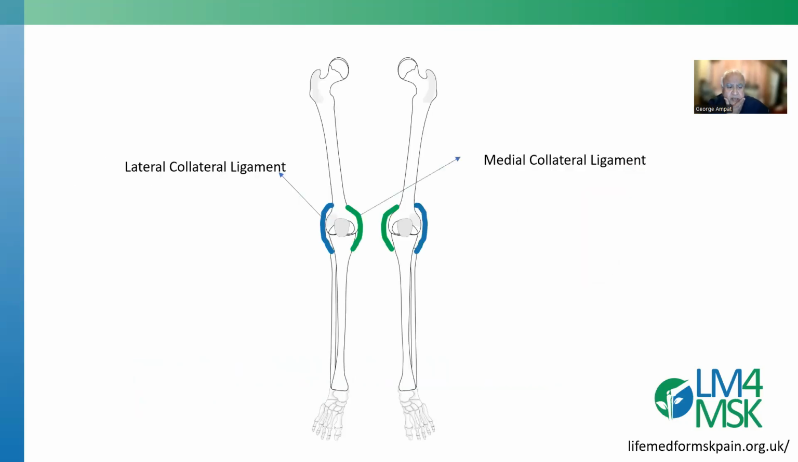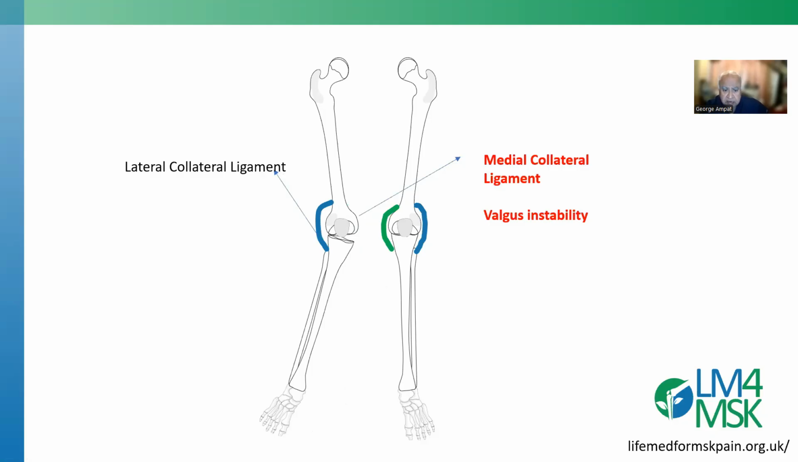The test that is regularly done is to see whether the collateral ligaments are intact or not. So this is the thigh bone and the shin bone, and you can see this is the medial collateral ligament, or the ligament on the inside, and this is the lateral collateral ligament, the ligament on the outside. And you can see how it stabilizes the knee.